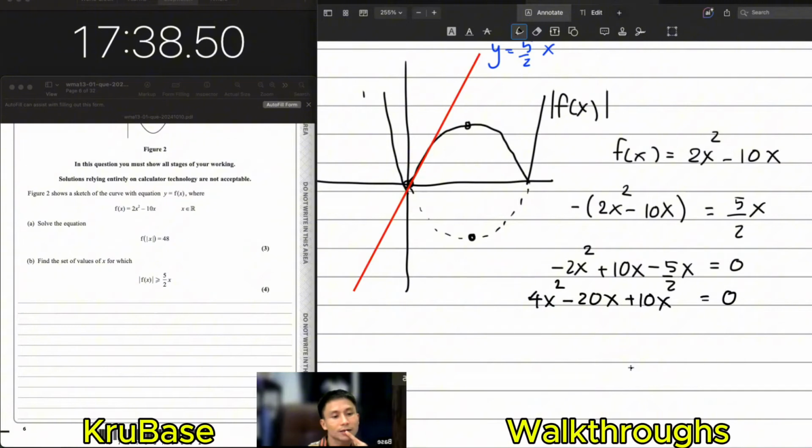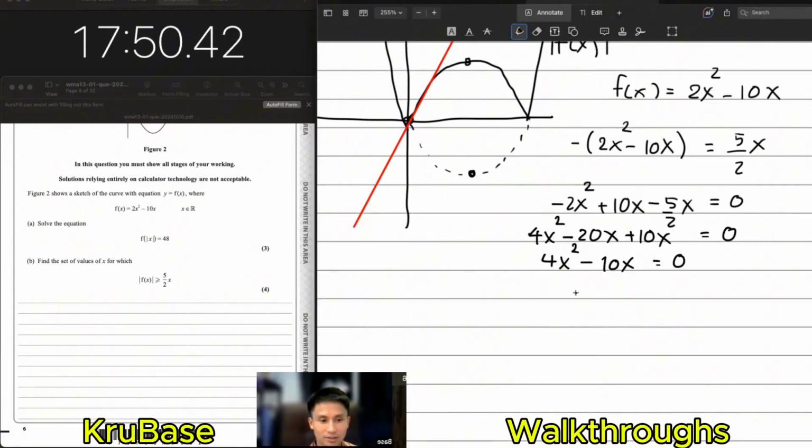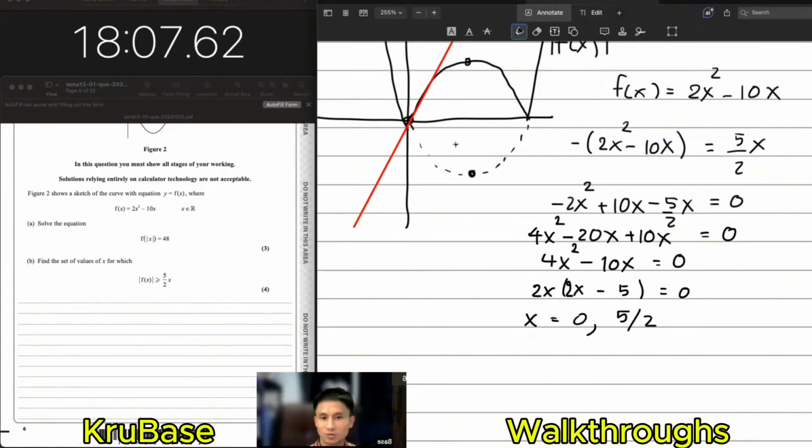Yeah? Okay, just checking. And then I would get 4x squared minus 10x equals 0. So I have here 2x, x minus 5 equals 0. Just factorizing that. Oh no, it's 2x inside. Okay, all right. So x here is going to be 0 or 5 over 2. So see, it cuts there at 0 as well. Okay, 0 is one of the answers.